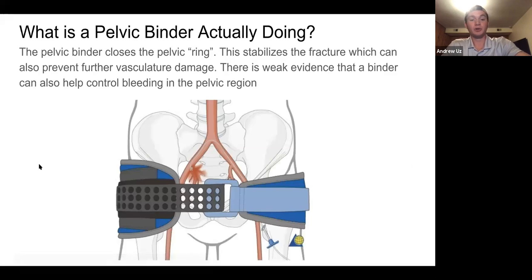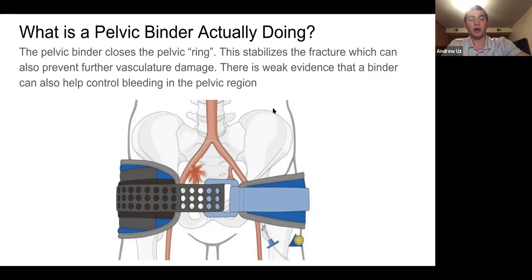So what it's doing, as we talked about before, is stabilizing that ring. What it's doing mostly is keeping those bones from moving around and causing more damage to the blood vessels. There's a little bit of evidence that says that the binder might help to control bleeding that's already going on.